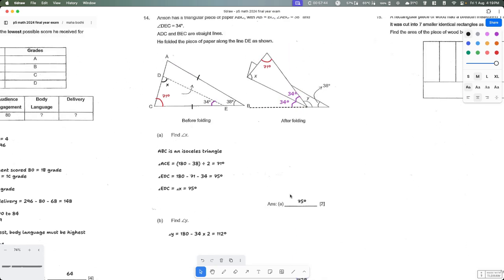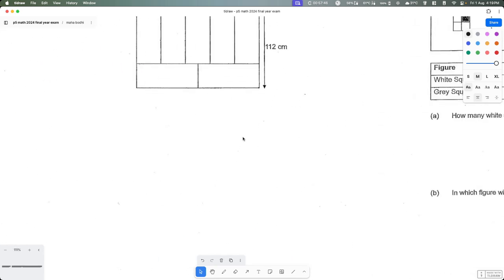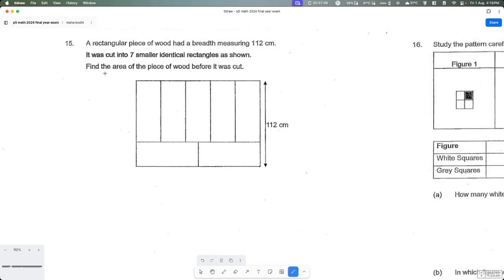All right. Okay, let's move on to the next question. Question 15. Right, this is going to be a tough one. A rectangular piece of wood had a breadth measuring 112 centimeters. It was cut into 7 small identical rectangles as shown. Find the area of the piece of wood.